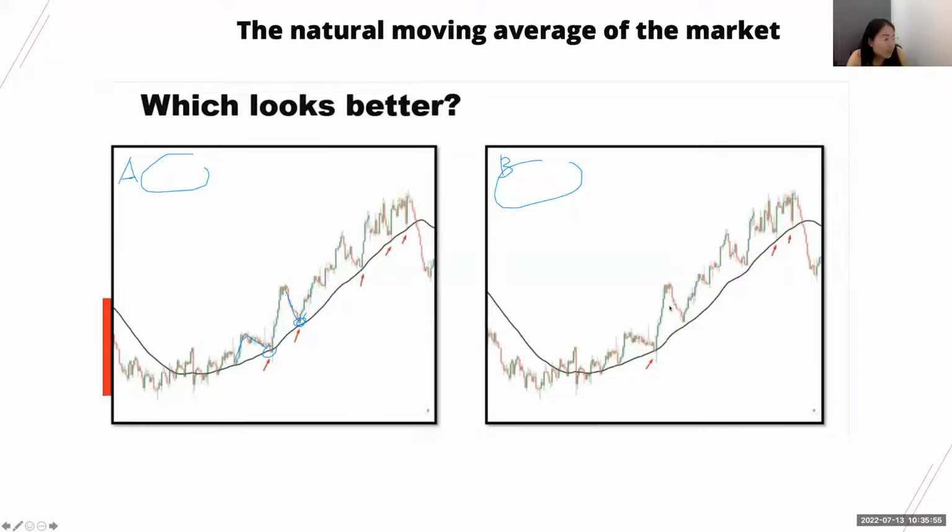Why? This is the exact same chart. If we were to use B to get in for a buy, B didn't even touch the moving average and we would have missed this buy entry here. Whereas here on the A chart, price nicely touched the moving average and you enter here for the buy. So we can safely conclude that the A chart is more accurate compared to the B chart.